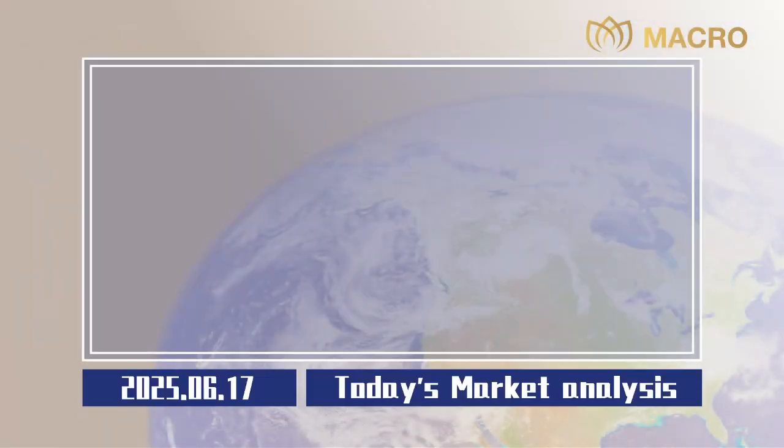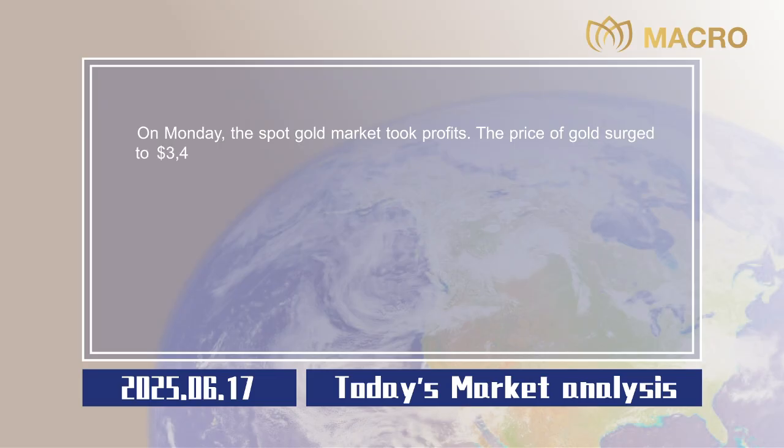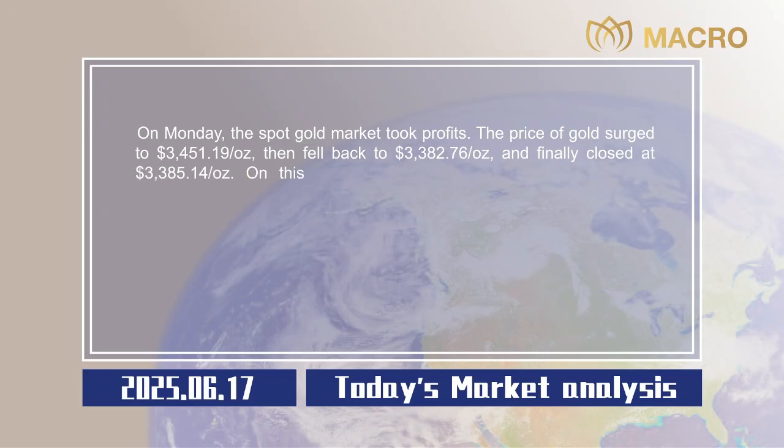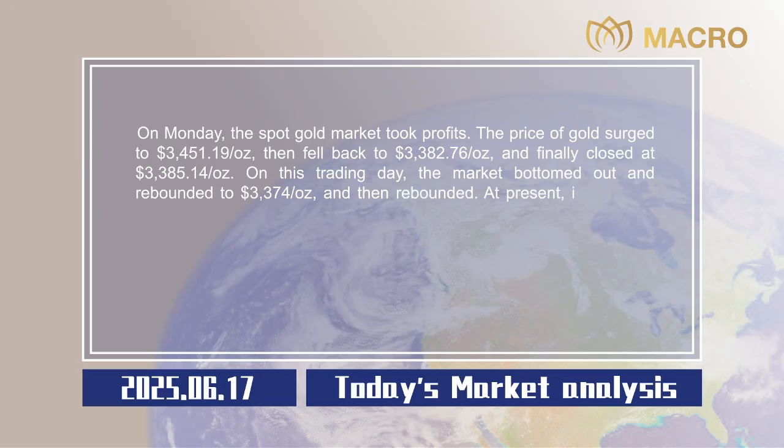Market analysis. On Monday, the spot gold market took profits. The price of gold surged to $3,451.19 per oz, then fell back to $3,382.76 per oz, and finally closed at $3,385.14 per oz. On this trading day, the market bottomed out at $3,374 per oz, and then rebounded. At present, it is trading around $3,393 per oz.